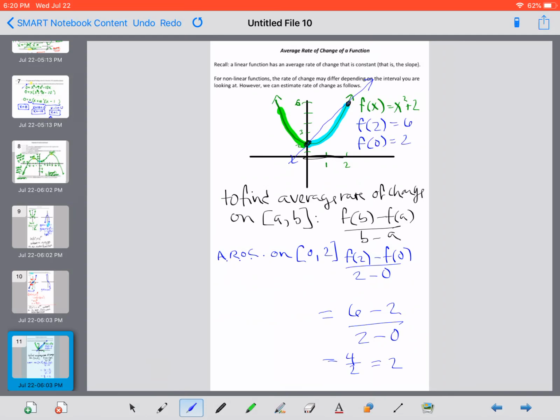This is going to become very important when you hit calculus. But really all you're doing is finding the slope of a line connecting two points. If you have a line connecting two points on a function, we call that a secant line, by the way. So the average rate of change is really telling you the slope of a secant line.